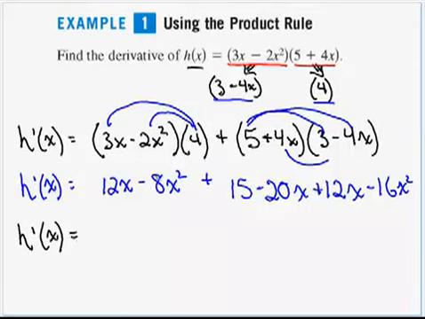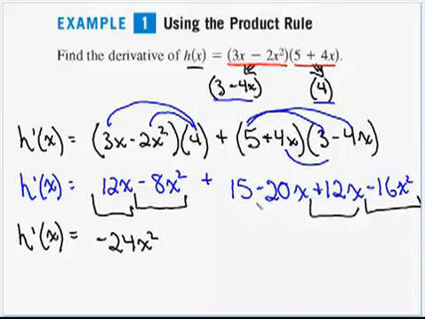So let's see, our squared term is the biggest. Here we have a negative 8x squared. Here's a negative 16x squared. So that's a negative 24x squared. And then our x terms, 12x and another 12x is 24x, and a minus 20x leaves us 4x, plus 4x. And then we have a plus 15 at the end, plus 15. So there's our derivative h prime of x.